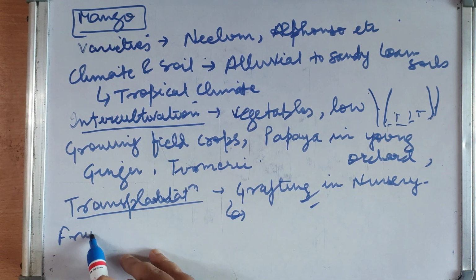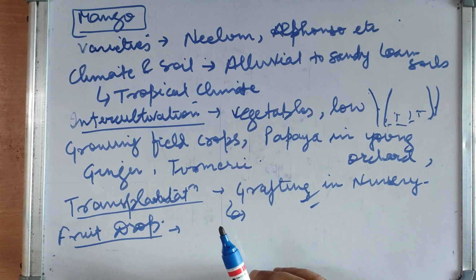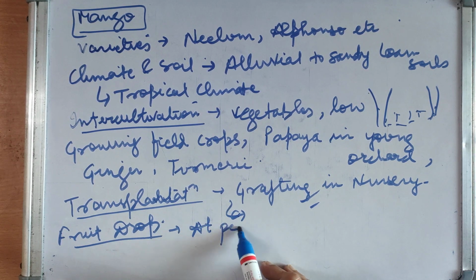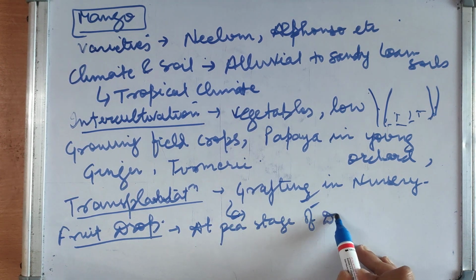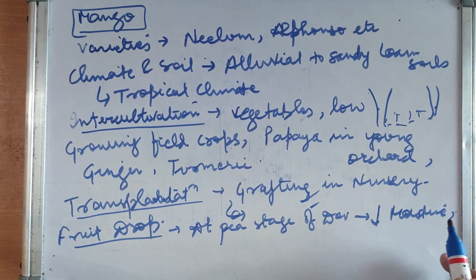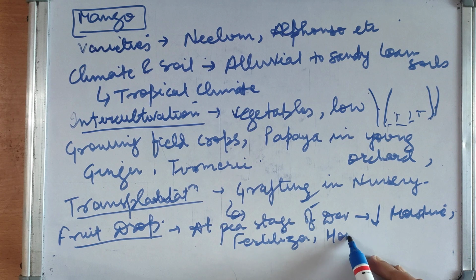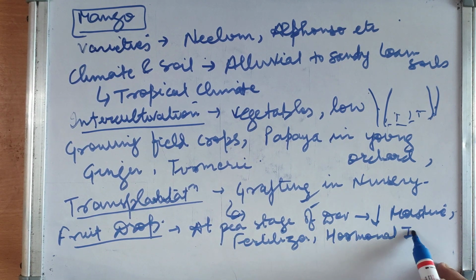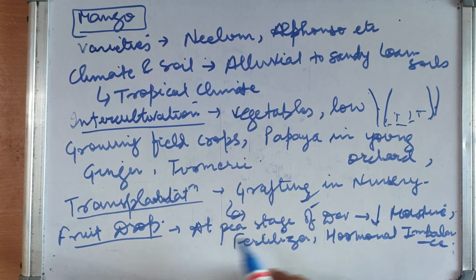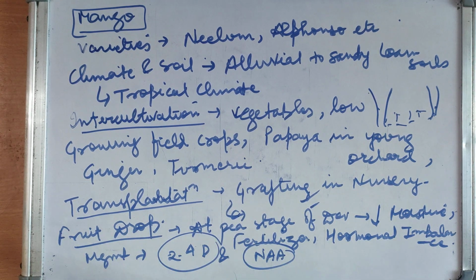Fruit drop. At the P stage of development, due to deficiency of moisture, or fertilizer, or hormonal imbalance, we can see fruit drop in mangoes. Its management is very simple. We just need to spray either 2,4-D or NAA. Spraying these two can prevent fruit drop.